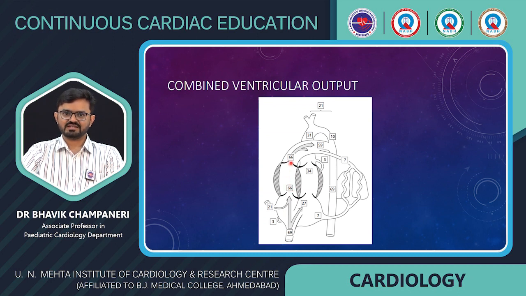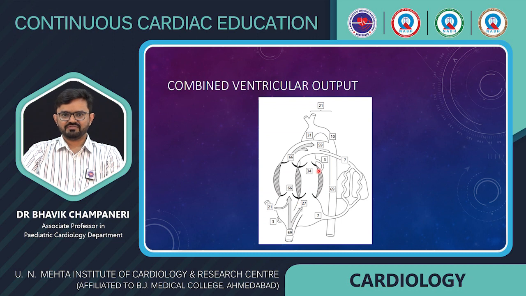From that 66%, almost the entire output is diverted through the ductus arteriosus into the descending thoracic aorta, and around 5 to 7% of combined ventricular output goes into the lungs.